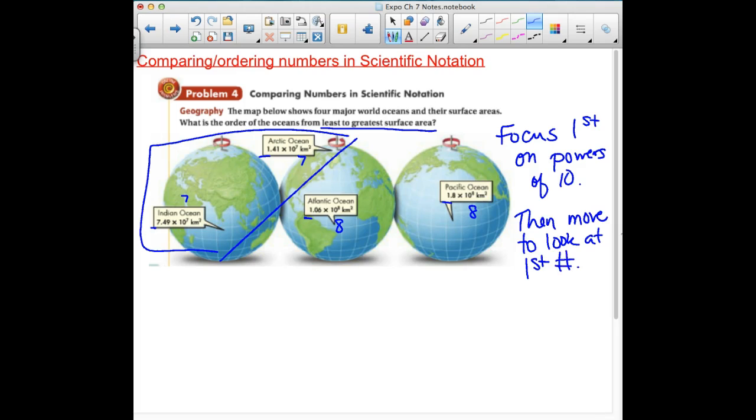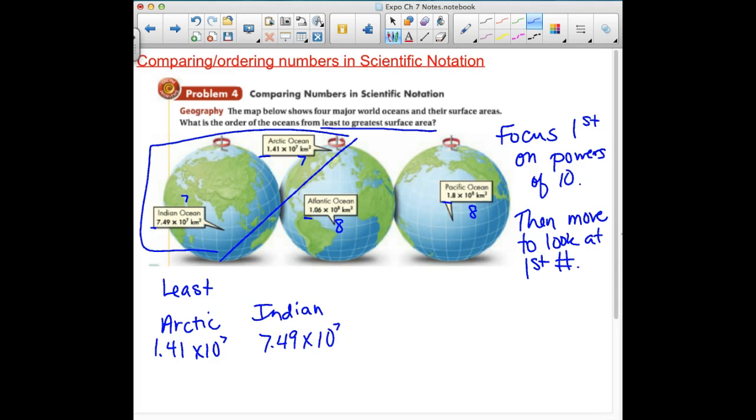All right, so our first number, we have a 1.41 and we have a 7.49. So obviously the 1.41 is smaller than 7.49. So Arctic Ocean would be smallest, at 1.41 times 10 to the 7th. And then the Indian Ocean would be next at 7.49 times 10 to the 7th.